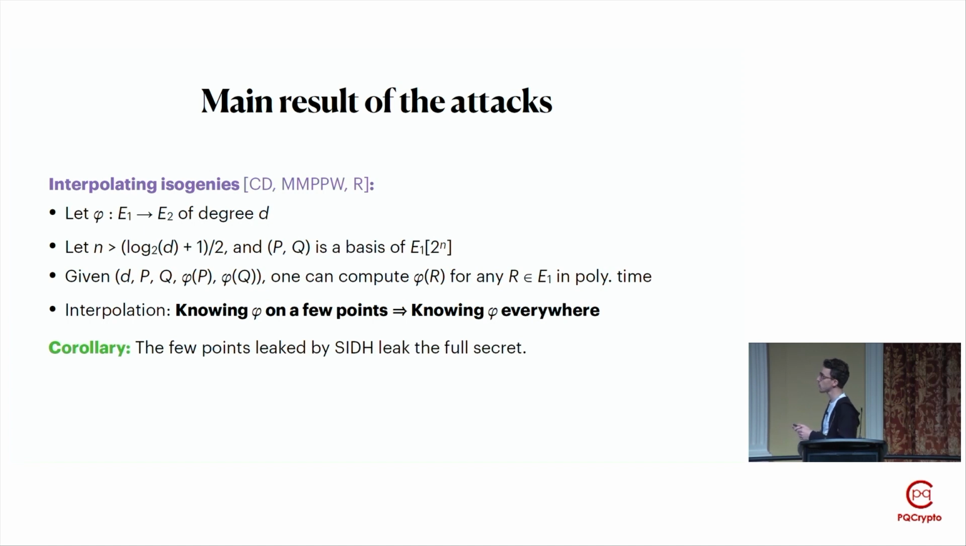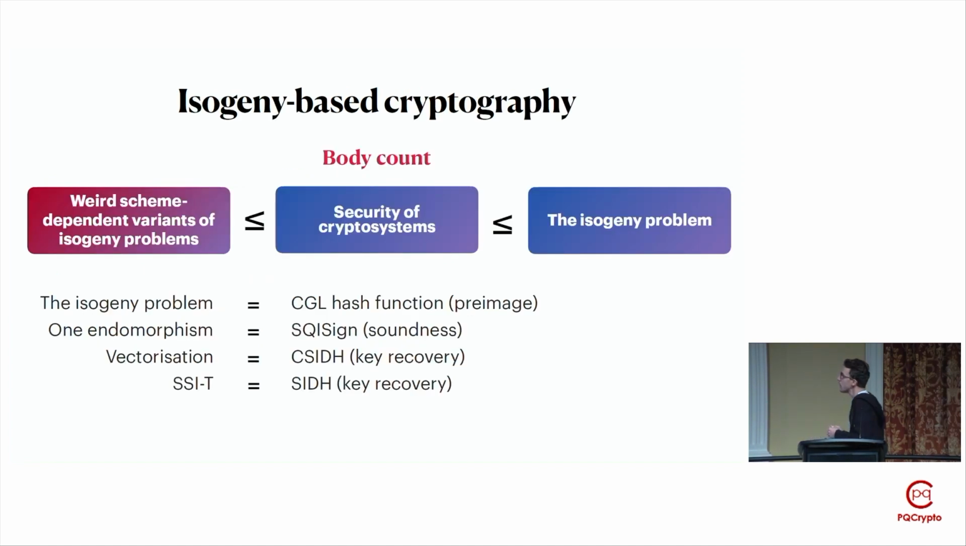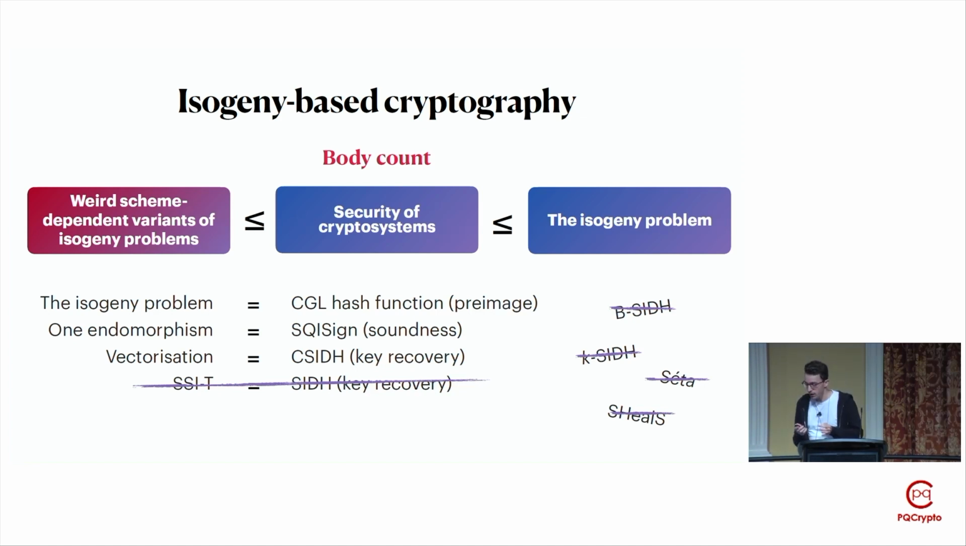I'm going to talk later about how it actually works. For the moment, let's run a body count. So what's out? Of course, SIDH is out. And with it, a lot of more or less SIDH-inspired protocols. So B-SIDH is gone, K-SIDH is gone, SHealS is gone, and others too. A lot of protocols that were a bit too close to SIDH for their own good. What about the rest? Well, it's not that bad.